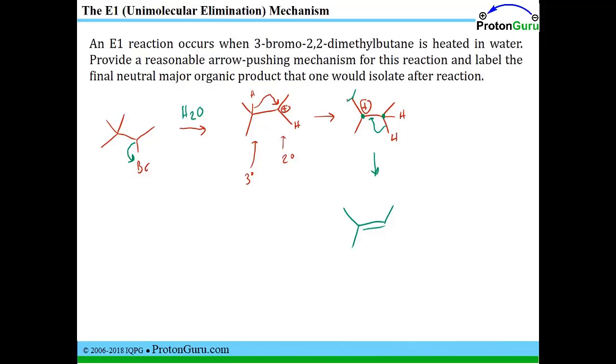If you were to take off a proton from one of the methyl groups, the less substituted sites adjacent to the positively charged site, you would have a less substituted alkene like this, the non-Zaitsev product, and that would be a minor product. It is possible to form by an E1 mechanism from the substrate. We are asked to find the major product, so this would be the correct product in this case.